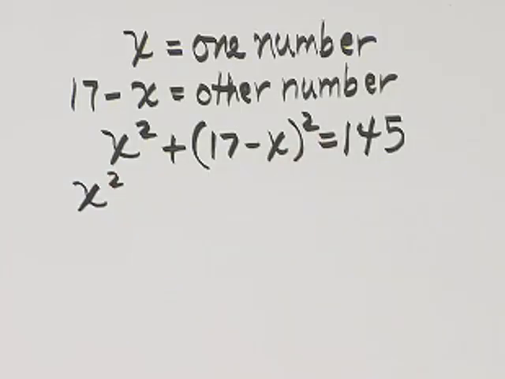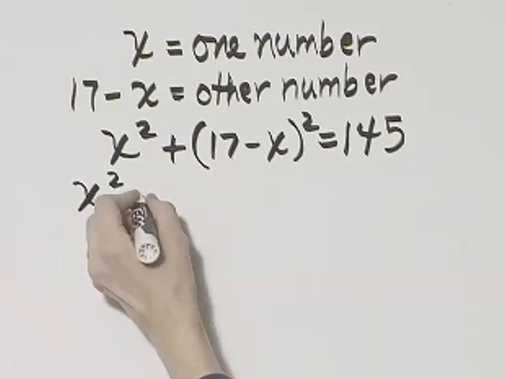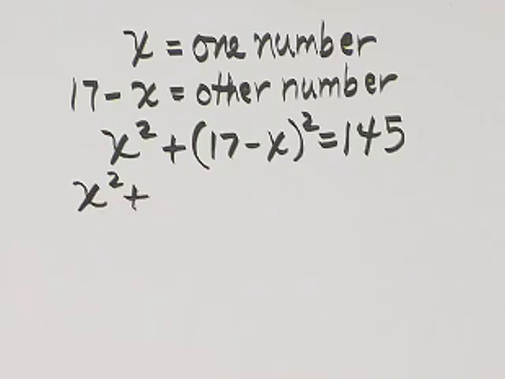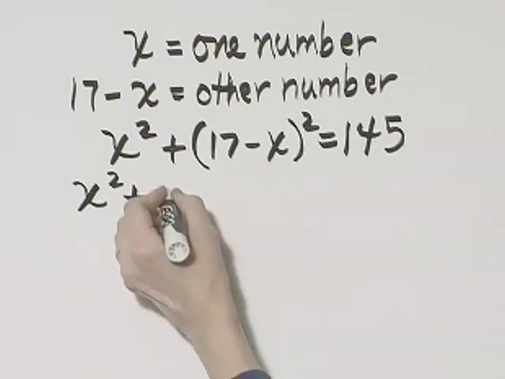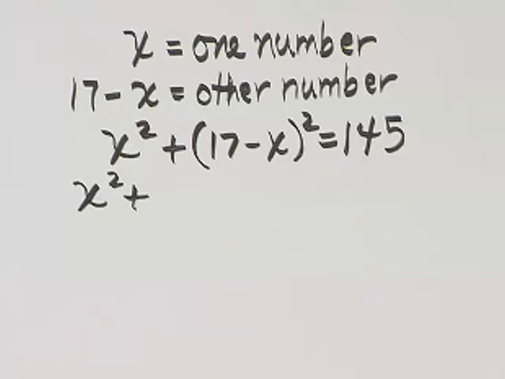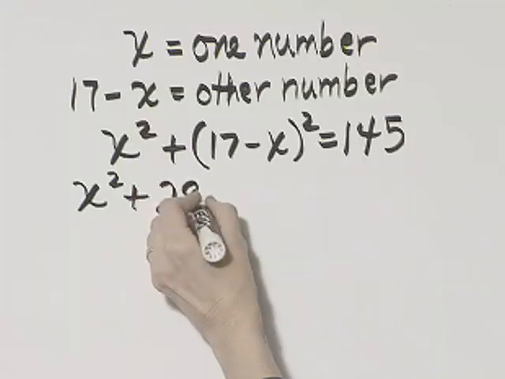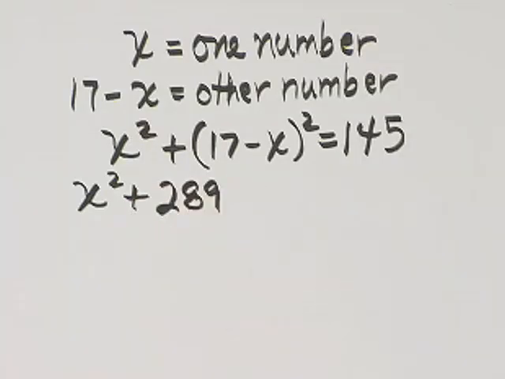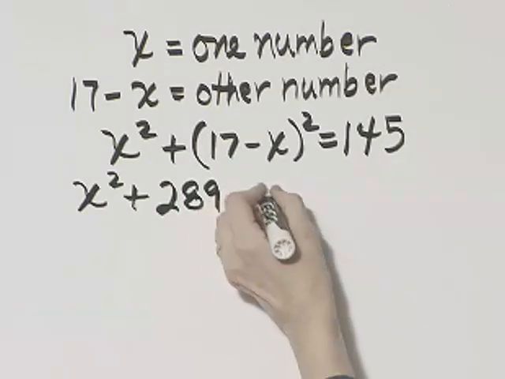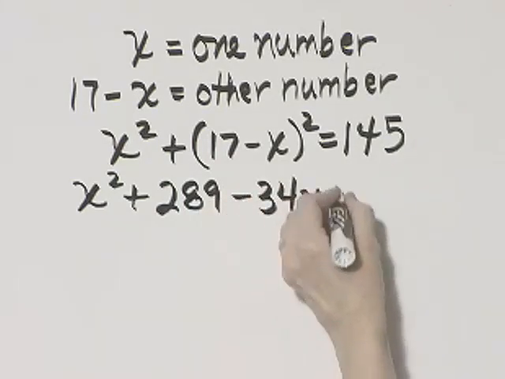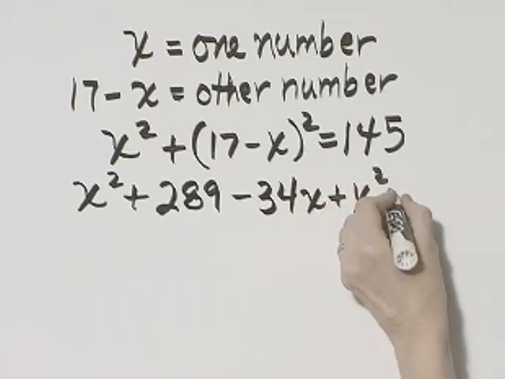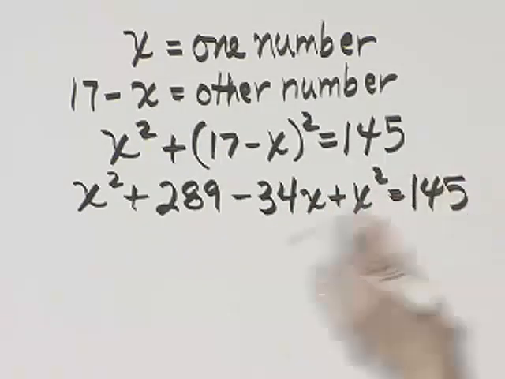Now, if you need to, go off to the side and write 17 minus x times 17 minus x, because it's so important for you to see how to square the binomial correctly. But first times first will be 17 times 17, or 289, and then it'll be minus 17x and minus 17x, or minus 34x plus x squared is equal to 145.